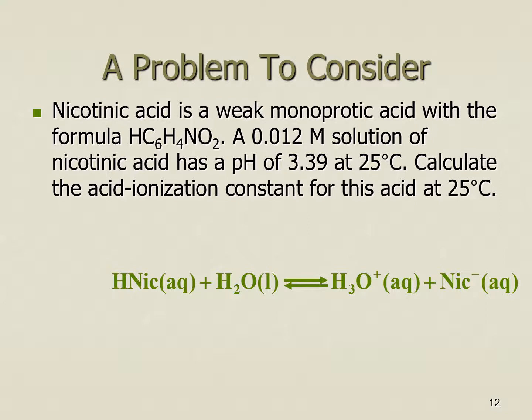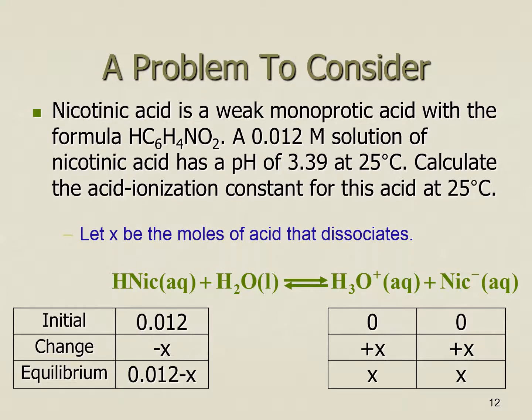All right, now we did this back in chapter 14 with equilibrium. We can set up an ice chart, and we're going to let X be the moles of acid that dissociate. In other words, how much of the HNIC has actually broken apart. So we start with our ice chart, and we know that initially our HNIC concentration is 0.012. Some of it has dissociated. We're going to call that X. And so the amount of HNIC after equilibrium is established is 0.012 minus X.